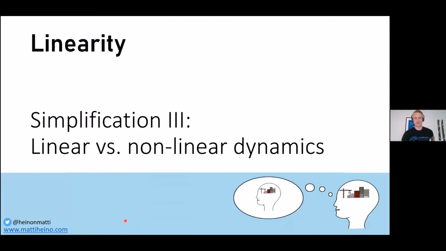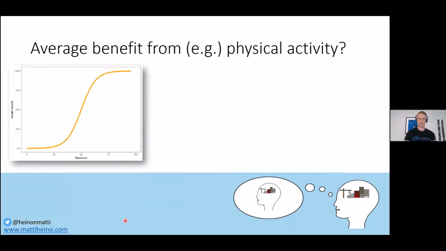And the third thing I promised to talk about is linearity. So we make the simplification that we have these rich nonlinear dynamics. I'll tell you soon what it means. And we basically say that that's not meaningful, and what's important is whether something goes up or down, so in a linear sort of way.